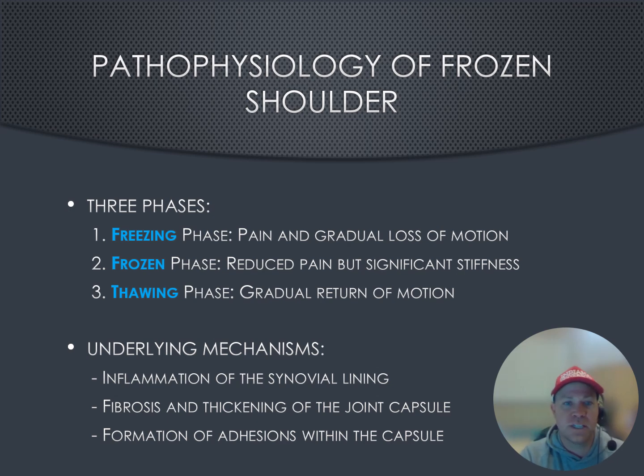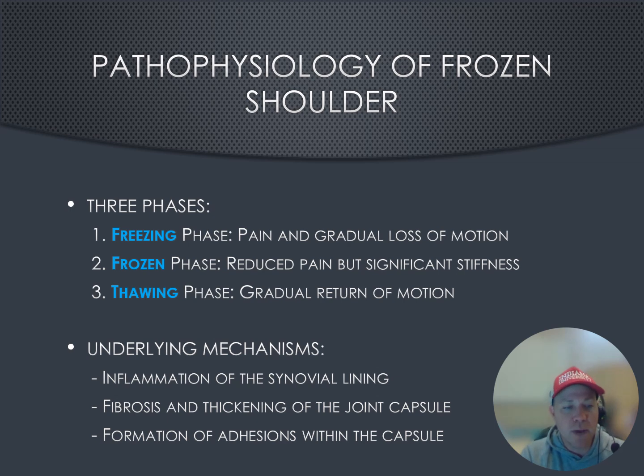Now, a little on the pathophysiology of frozen shoulder. There's typically 3 phases in the disease process. There's the initial freezing phase, which is increased pain and gradual reduction in mobility of the shoulder itself. We have the frozen phase, where there is less pain, but substantial stiffness and significant loss of range of motion. And then finally, we have the thawing phase, where we gradually return to range of motion of the shoulder.